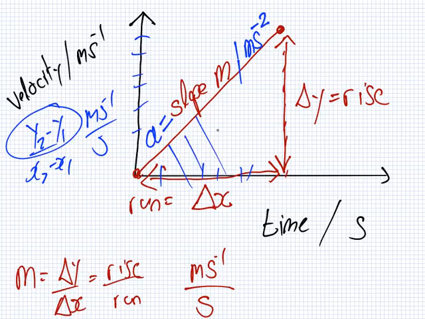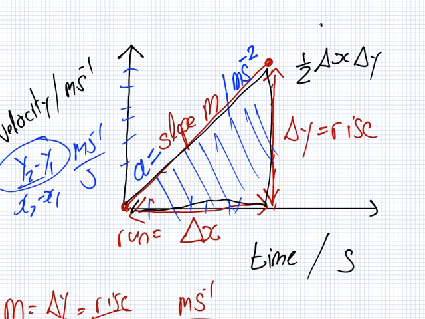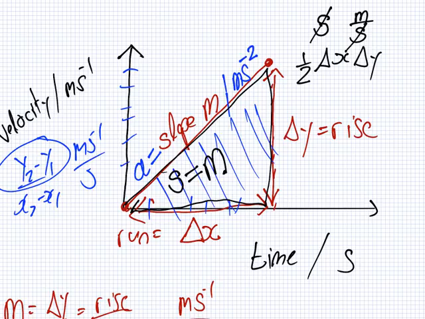Now, let's calculate the units for the area. The area for this is a half delta x multiplied by delta y, because what shape is this? It's a triangle. What are the units for delta x? Seconds. And delta y? Meters per second. So the unit of the area here is meters. So what do you think that represents? If the unit is meters, it's the distance, the S, the displacement. So this graph reveals all the information.